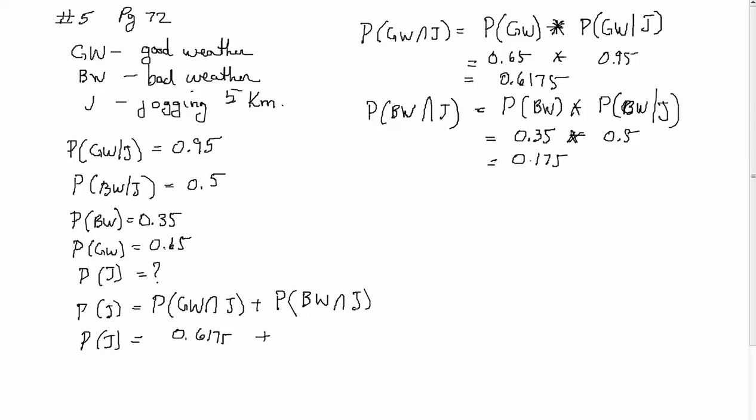So now we can calculate the probability that she's going to jog by adding those two together. 0.6175 plus 0.175, and we add that together, and that gives us 0.7925. So 79.3% probability that she's going to jog tomorrow.